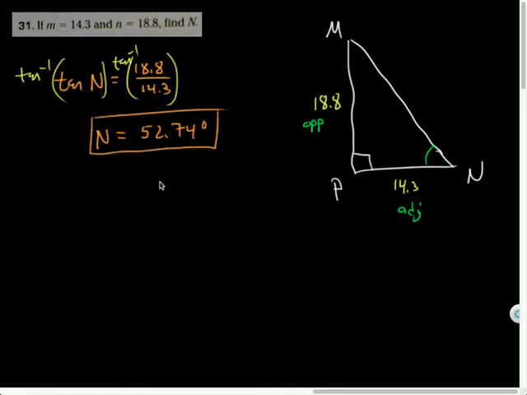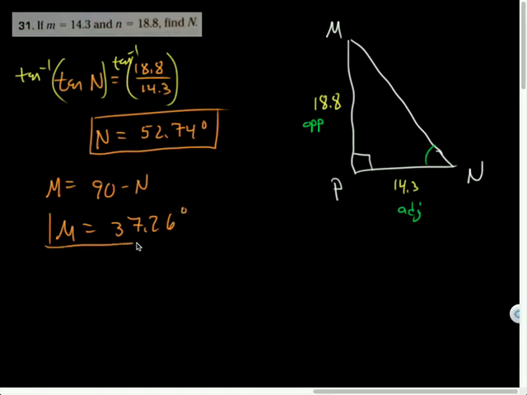All right, and that is what the book has as its answer as well. Well, they rounded to the tenth, and that's what the directions said. Now, what if I want to find angle M? What could you do to find angle M? Yeah, I could subtract these two from 180, or I could just do 90 minus angle N. So on my calculator, I do 90 minus second answer, and I'll get 37.26, I guess I'll round up, degrees.